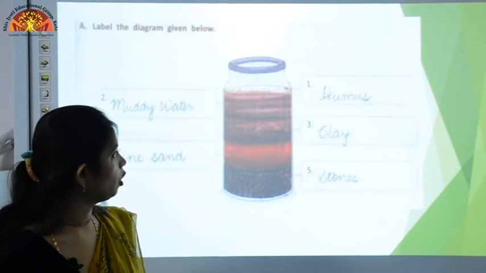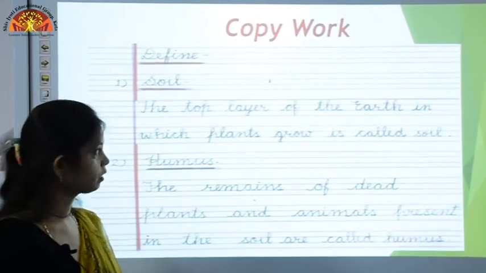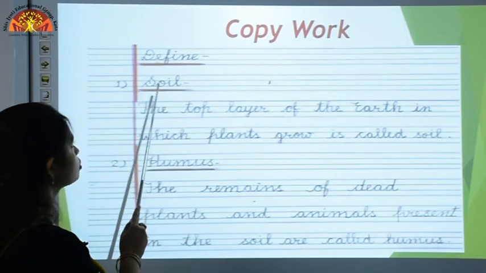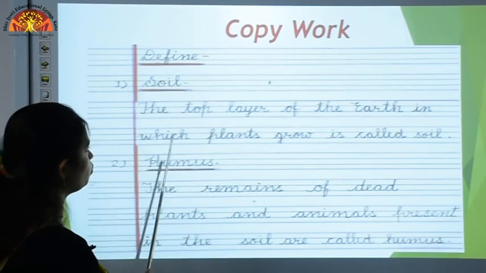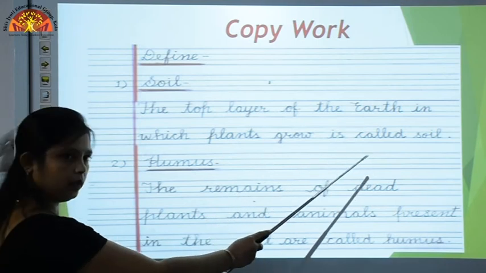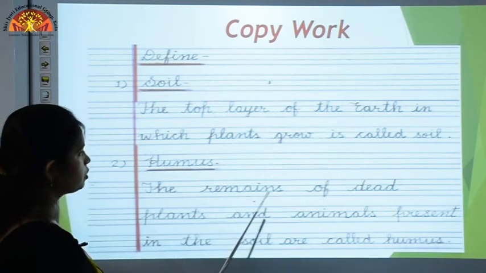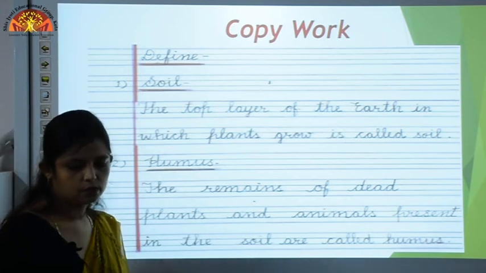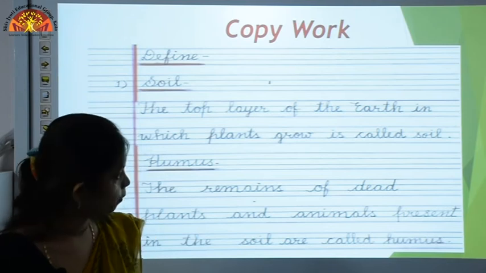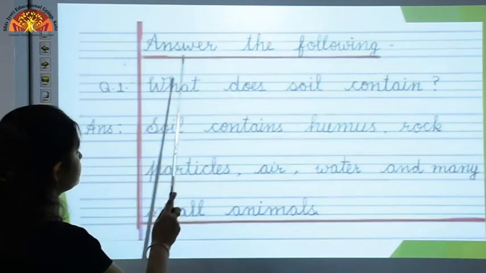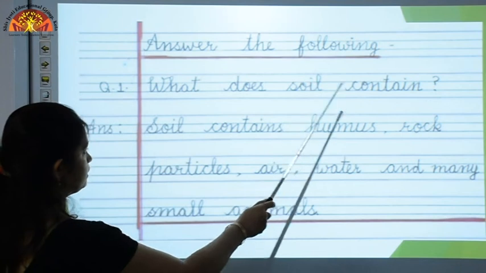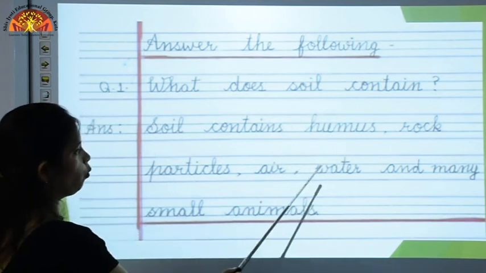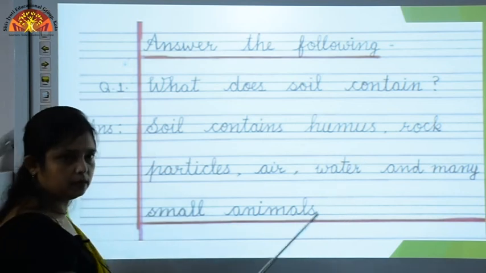Now we move to the copy work. So let's start with the define. First definition is soil. The top layer of the earth in which plants grow is called soil. Then humus. The remains of dead plants and animals present in the soil are called humus. So this is the layer which is present at the topmost part of the soil. Then answer the following. What does soil contain? Soil contains humus, rock particles, air, water and many small animals.